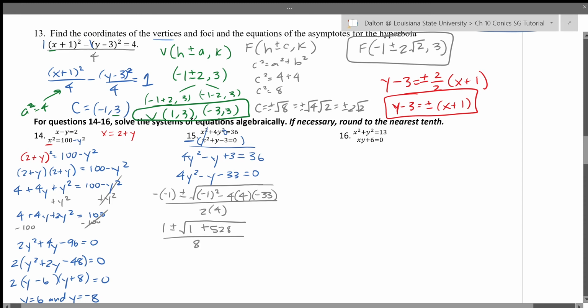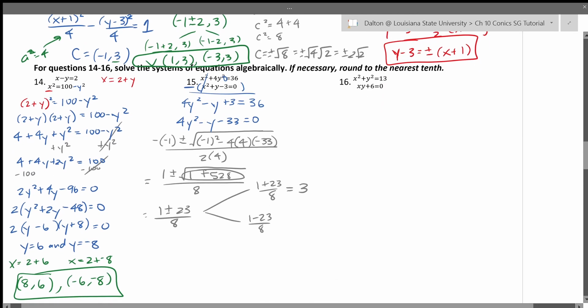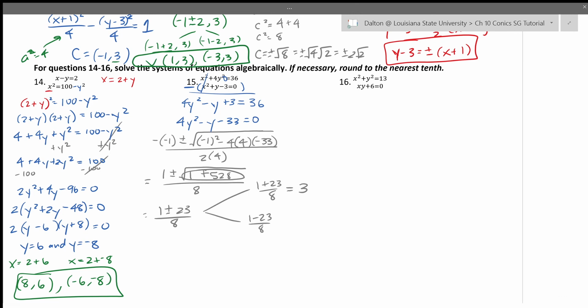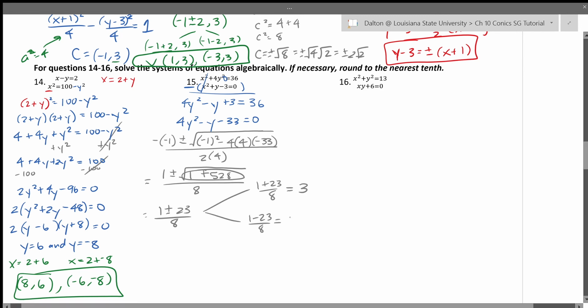Well, 1 plus 528 is the square root of 529, which is 23, which is a great number. So then I end up with 1 plus or minus 23 over 8. So then I have a couple options: 1 plus 23 over 8 and 1 minus 23 over 8. So 1 plus 23 is 24, and 24 divided by 8 is 3. 1 minus 23 over 8 is going to be -22 over 8, which you could keep as a fraction, but if you notice, it's a rational number, the decimal stops. You can leave it as -2.75, however you want to deal with it.